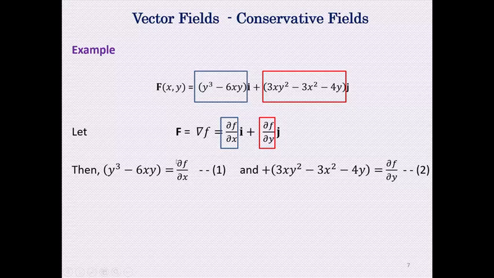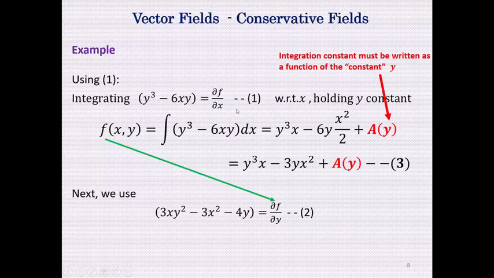What should we do next? Keeping in mind that our job is to find little f, we will start with equation 1 and try to get little f from equation 1 by doing an integration. That is something obvious because we are given a derivative, df dx. To get a function from its derivative, we have to perform an integration. So let's integrate equation 1 with respect to x because we have df dx. So we end up integrating y cubed minus 6xy with respect to x.